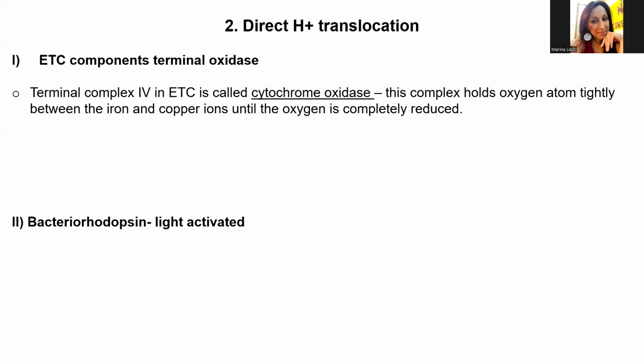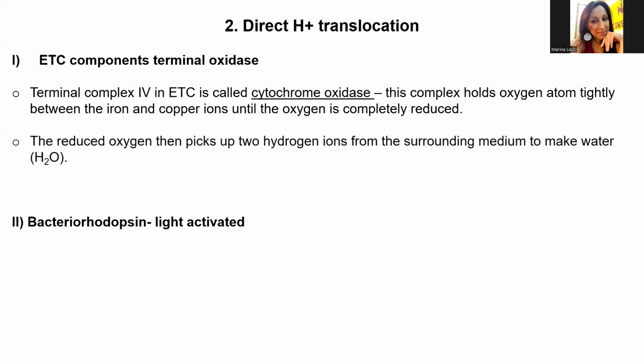The enzyme has iron and copper. Think about iron and copper as the two hands that hold oxygen. That oxygen now accepts electrons from complex 3, and the complex holds oxygen until it's completely reduced to form water. It also pumps protons out. The way you form water is that oxygen picks up two hydrogen ions from the surrounding media inside the cell, and you get water. And this is also a proton pump.